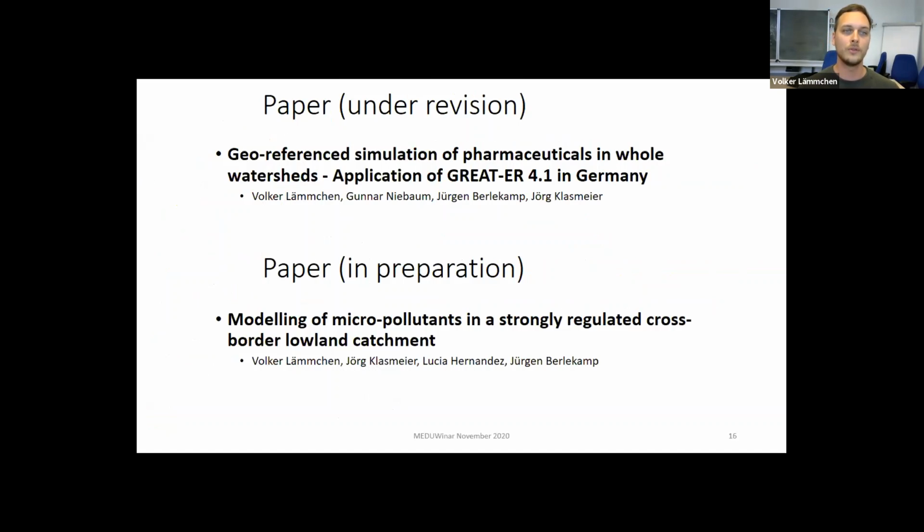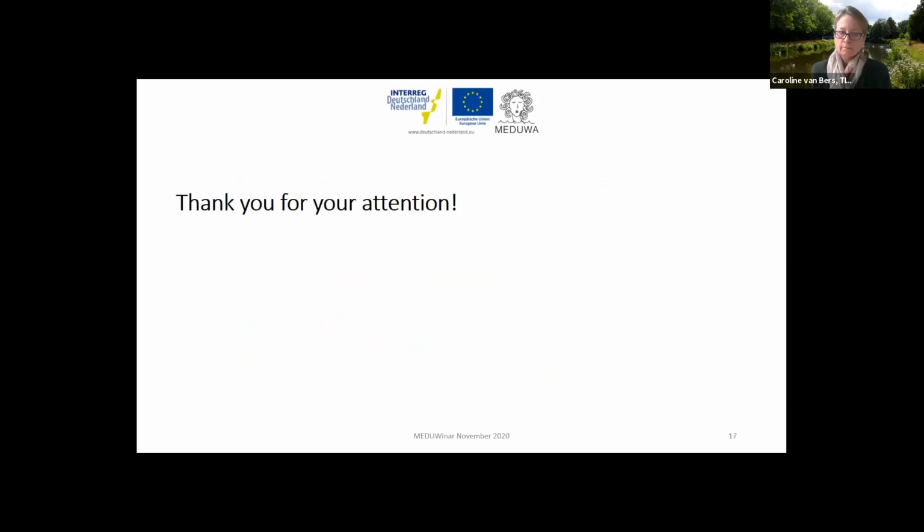And if you would like to know more about this, there are 2 papers out, where one is under revision and the other one is in preparation, where the first one is focusing on the new model version that we have, the application of GREAT-ER 4.1, and the other one is about the talk that I give today, the modeling of micropollutants in this strongly regulated cross-border catchment. Yeah, and then I'm just in time or a little bit over, and thanks for your attention.